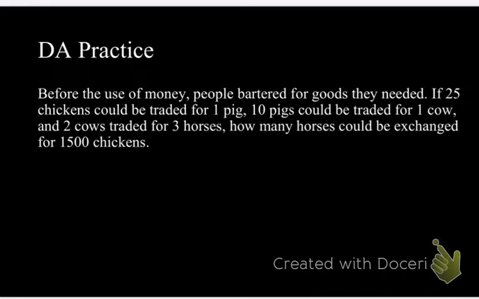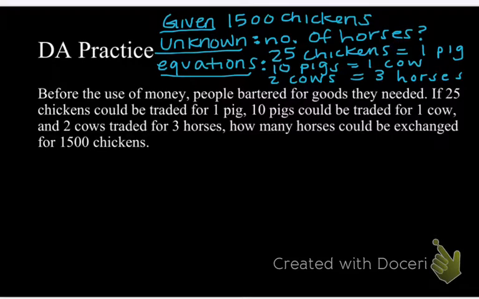So if I want to know how many horses could be exchanged for 1,500 chickens, that is what I'm going to start with. And then from there, use my conversion factors to find out how many horses that is. So one way to solve dimensional analysis problems is with something called the guess method. So you start off with your given. So what number value are you given?